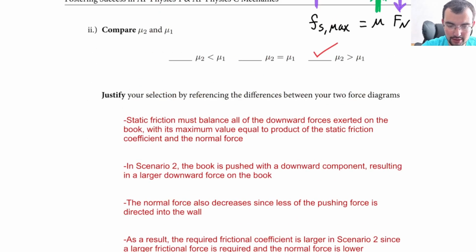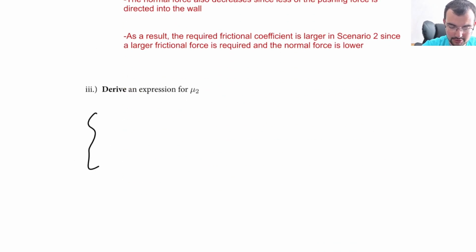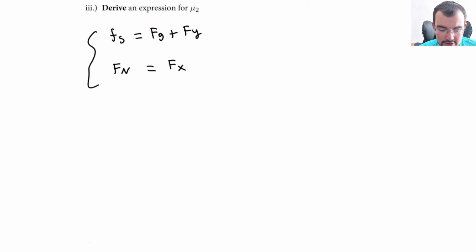So we should probably just leave these up here. First of all, we know that the up forces equal the down forces. So the static friction up has to balance both the gravitational force and the down push. Then the normal force must balance the into the wall push. So we can start working this out now.